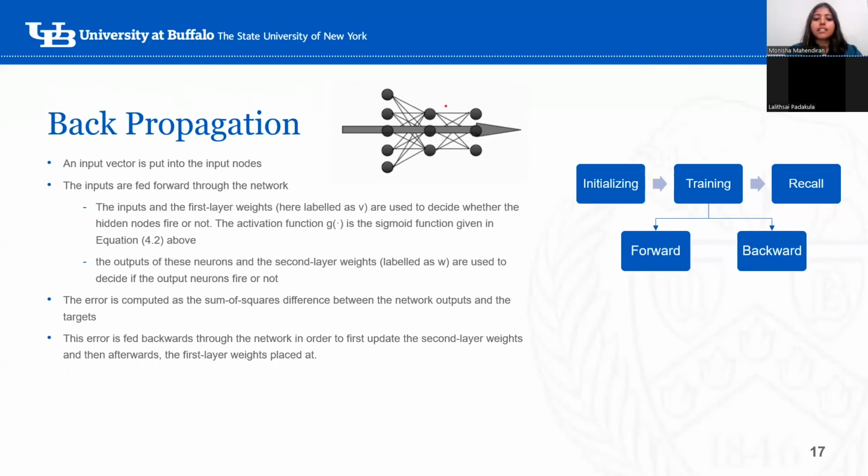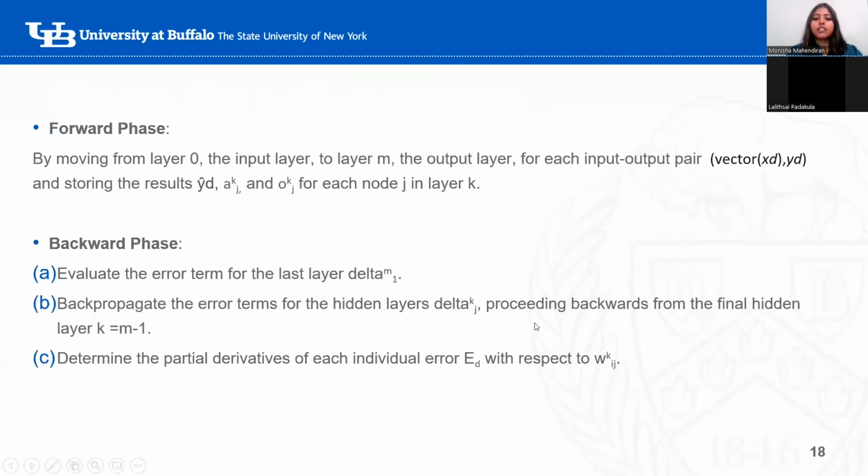The error is computed as a sum of squares difference between the network output and the targets. The error is fed backward to the hidden layer to adjust the weights such that the error is decreased. We keep repeating this process until the desired output is achieved. A forward phase: moving from layer 0, the input layer, to layer M, the output layer, for each input-output pair and storing the results for each node in a layer.